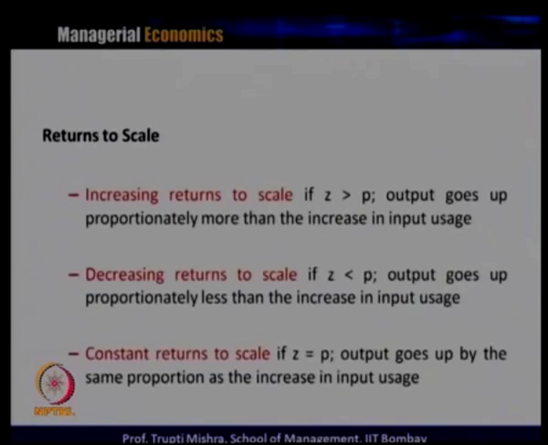So, in this case the producer experiences three types of scale relationship: one, increasing return to scale; two, decreasing return to scale; and last, constant return to scale. Depending on the values of Z and P, the different types of return to scale are defined. In case of increasing return to scale, the value of Z will be greater than the value of P. So output goes up proportionately more than the increase in the input usage. P is the increase in the input usage, Z is the increase in the output.